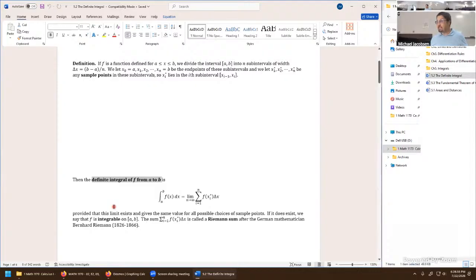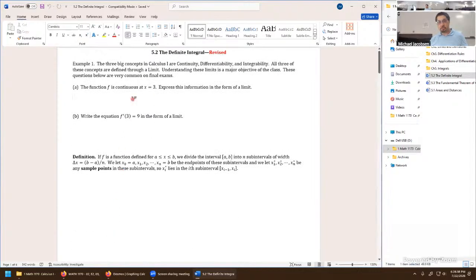So think of this as kind of a slow start, just tying up together a bunch of concepts that we've looked into since week 1 of the course. There's 3 big concepts in calculus. I mean, we mentioned this on day 1, but we didn't know what continuity and differentiability, integrability were. Now we do, so this problem becomes much more meaningful. All 3 of the concepts are all defined through a limit of some form. So understanding the limits is a major objective of the class.